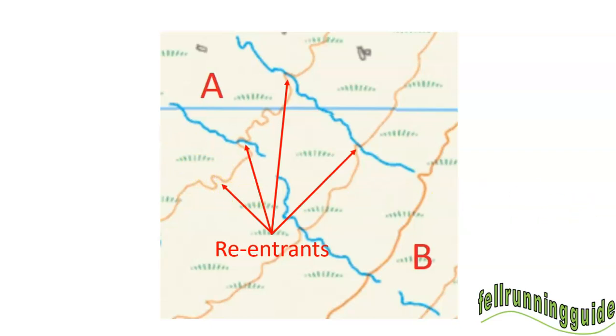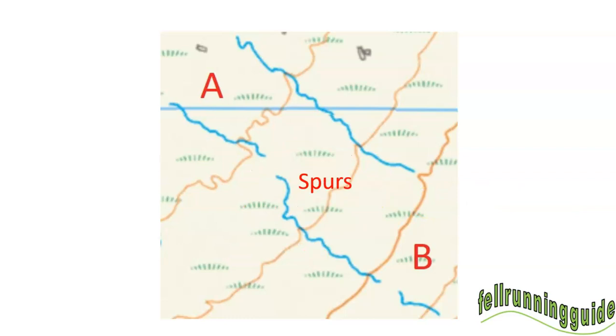So what about spurs? Have we got any spurs on the map? Yeah, there's one. That's a bit of land jutting out with the ground lower ahead, lower to the left, lower to the right. You can also see one there and one there. So those are those features on a small scale.